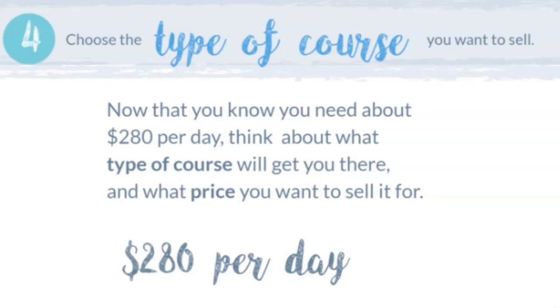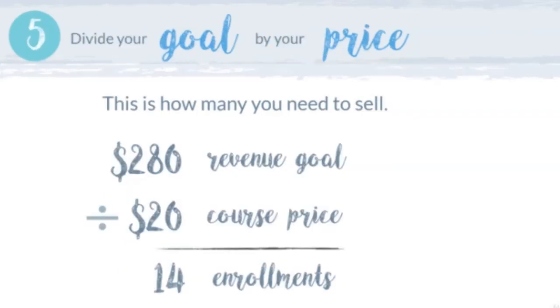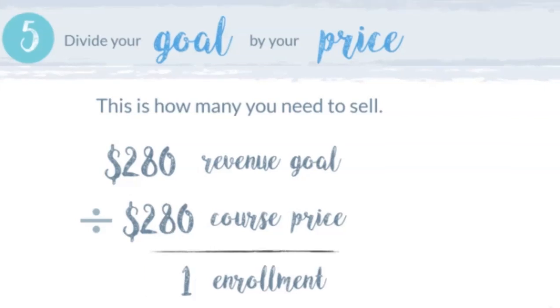So let's say that you have decided to sell your online class at $20 per student. That means you need to sell 14 enrollments per day. That's pretty easy, right? Or let's say you want to sell a training program course at $280. Then all you need is to sell one per day to reach your revenue goal.